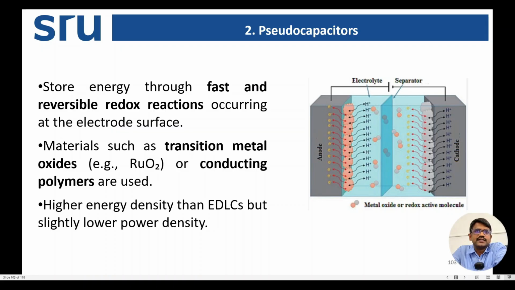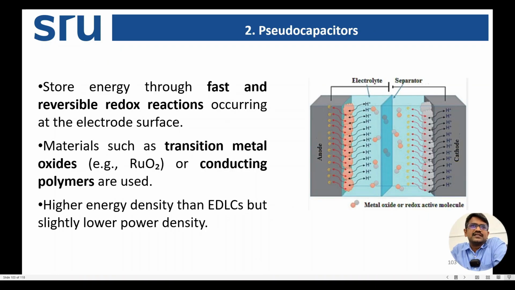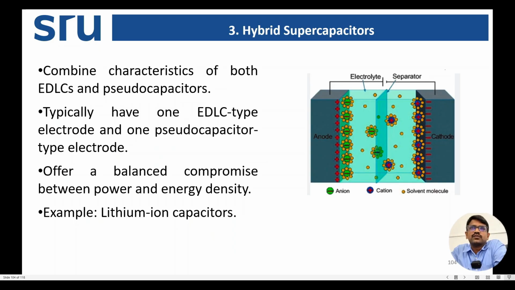It provides higher energy density than EDLCs, but slightly lower power density. So it stores more energy, and pseudocapacitors are in between EDLC and hybrid supercapacitors. In case of EDLC, energy is stored through charge separation at the electrode electrolyte interface. Here the charge is stored through fast and reversible redox reactions. Okay, redox reactions. So then what is the third type?